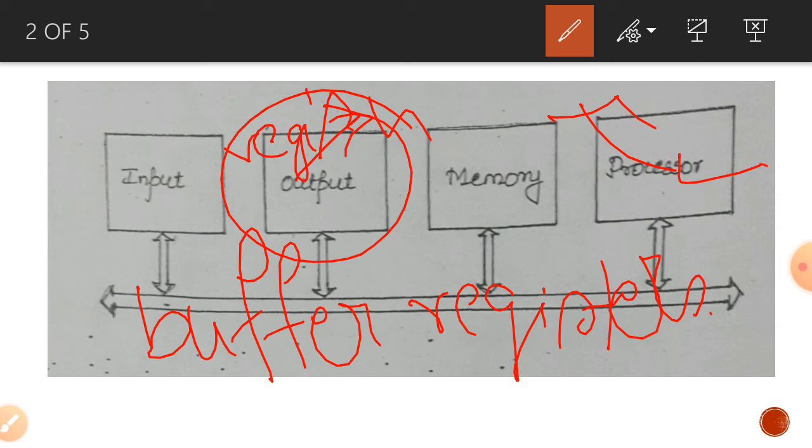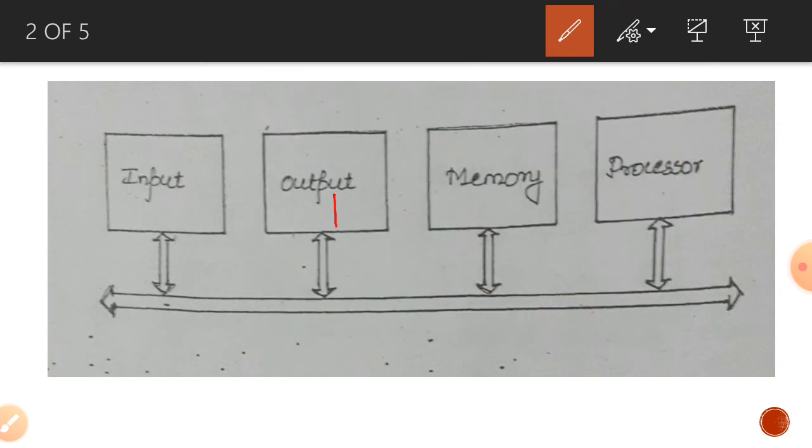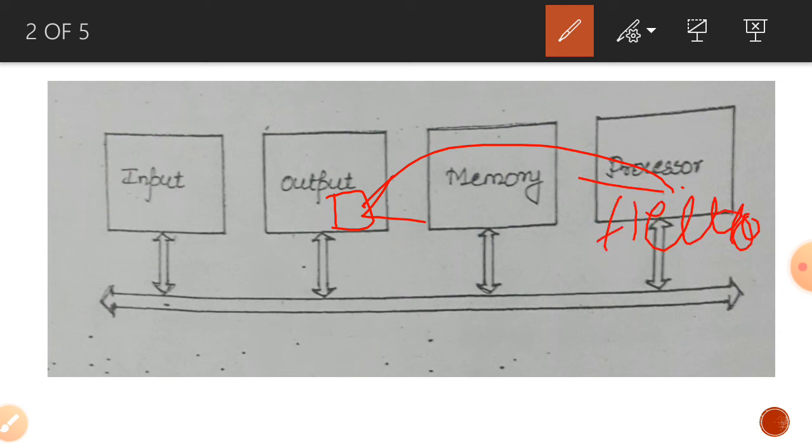The processor sends all the characters one after the other to the buffer register. The output devices will have the buffer register. So the processor sends all the characters one by one to the buffer. When all the characters are transferred, Hello is completely transferred to the buffer register.